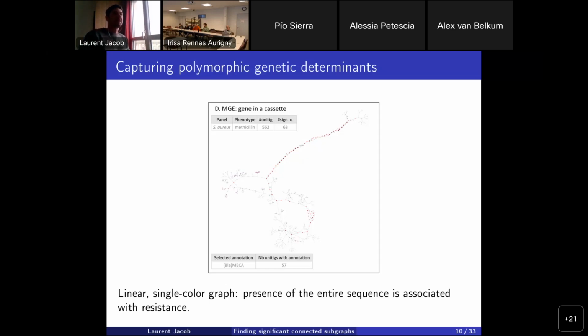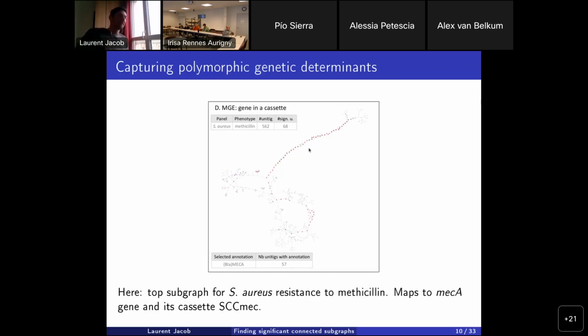Sorry, I didn't mention the color here is related to just the number of resistant strains that contain the unitig. So here, remember that each node is a unitig. It's a short sequence, or not so short after compaction. And it's very rare if this sequence is contained in a lot of resistant strains.